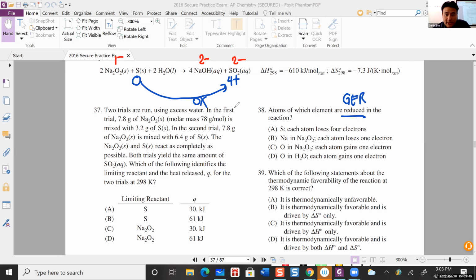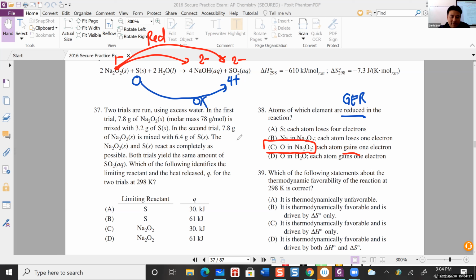So you see it has to be C and D. Oxygen in peroxide is reduced. The answer is C, right? The oxygen in peroxide went from 1 minus, gains 1 electron, becomes 2 minus. So that is your reduction. That's the reduction, gain of electrons. When you reduce, your oxidation number must become smaller. So negative 1 to negative 2. That's easy, oxidation number, okay? Number 39. So any questions on this? Is that okay? So for 38, it has to be the oxygen in peroxide.